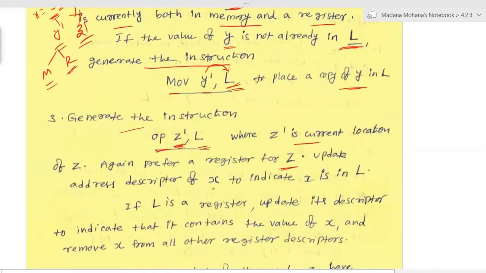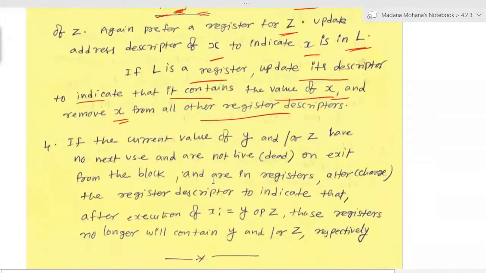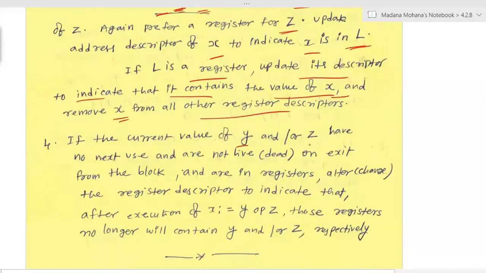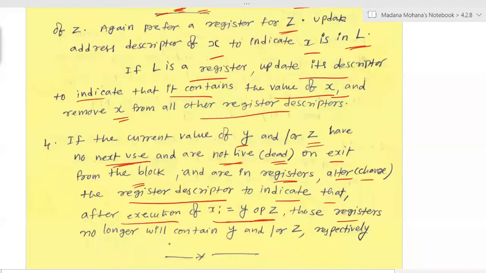Then update the address descriptor of x to indicate x is in L. If L is a register, then update its descriptor to indicate that it contains the value of x, and remove x from all other register descriptors. Then the fourth step: if the current values of y and or z have no next use and are not live, meaning dead, on exit from the block and are in registers, we change the register descriptor to indicate that after execution of x equal to y op z, those registers will no longer contain y and or z respectively.